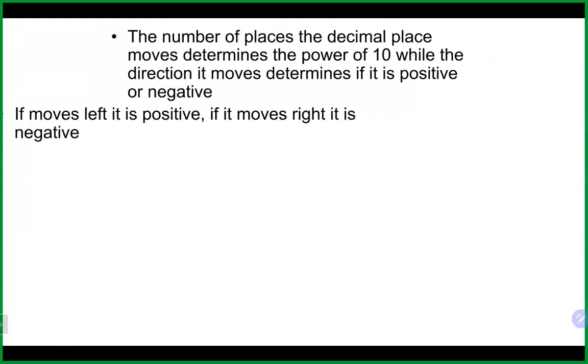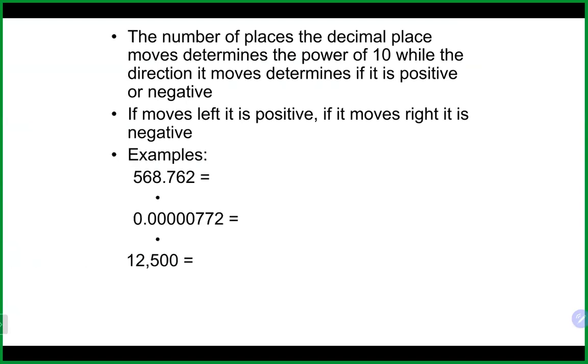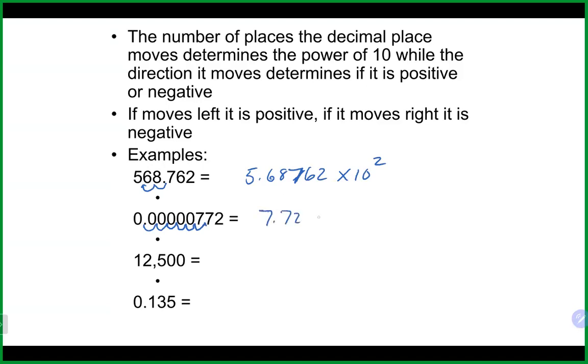So looking at some examples, as we talked about here, in terms of turning numbers into scientific notation. We take this one, we want to move the decimal point 1 and 2 places to the left. That's going to give us 5.68762 times 10 to the 2, which is where I moved it. If we go here, we have to go 1 place, 2 places, 3 places, 4 places, 5 places, and 6 places to get to a number between 1 and 10. And that's going to give me 7.72 times 10 to the minus 6.